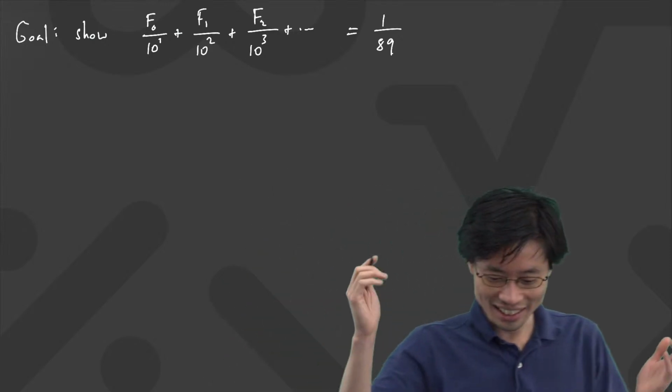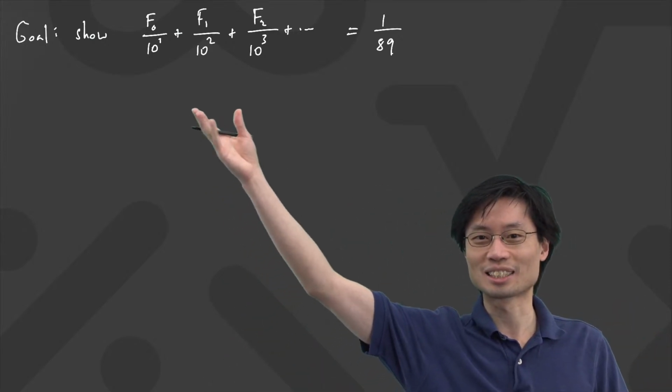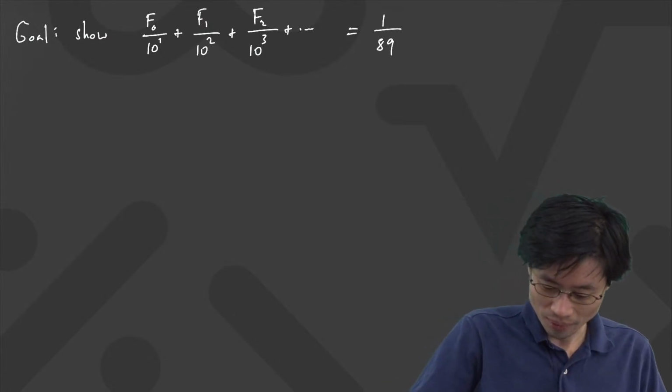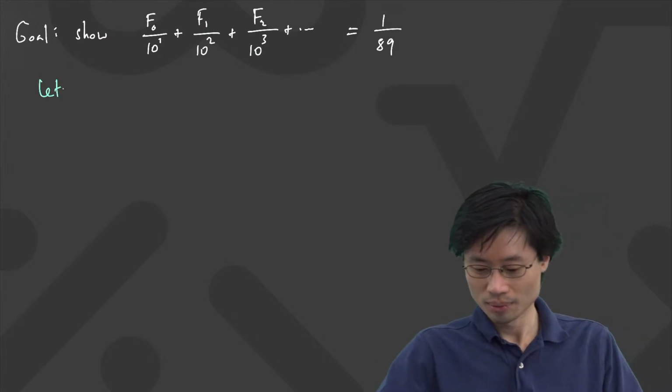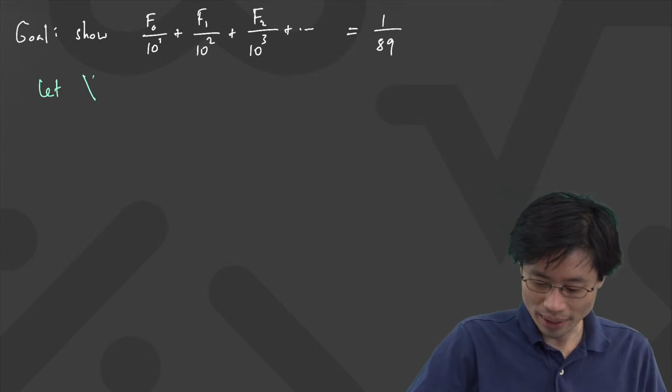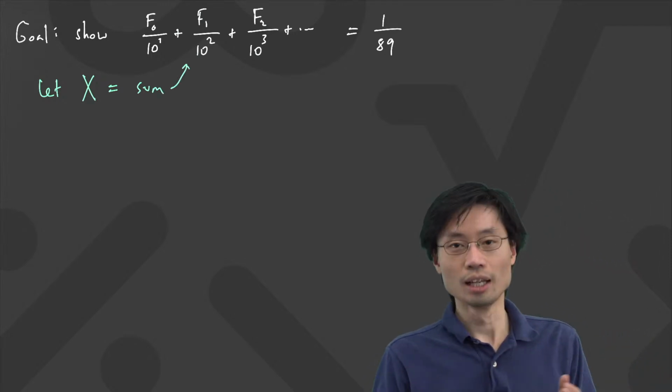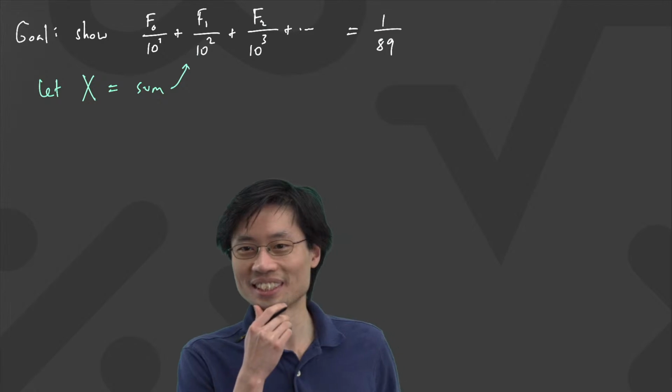Okay, continuing this thing. Let's say that this thing is called x. Let's just let the left hand side be called x. Yeah, why not? Let's use x for now. Big capital X equals this sum. That sum. I just don't want to write it again.